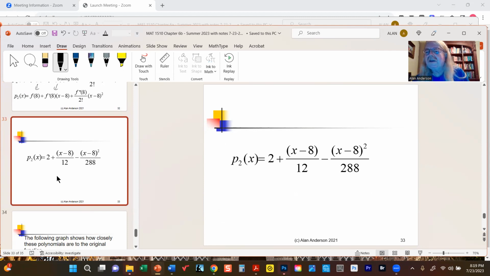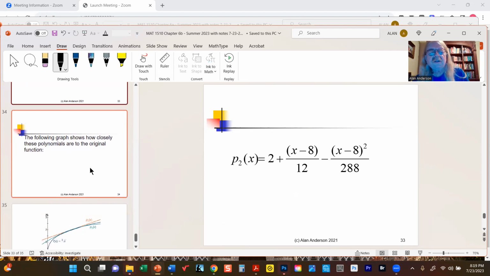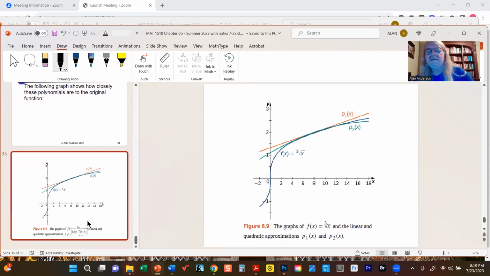And once again, we have a nice little graph here. It shows us how close these polynomials are really getting. And there they are. So you can see they're looking pretty good. I mean, at least considering we're only interested in this area here. You notice as we get further and further away, especially P2 is still quite close to the function f of x. So if you assume that we don't move too far away from that 8, this should do a good job approximating this function.